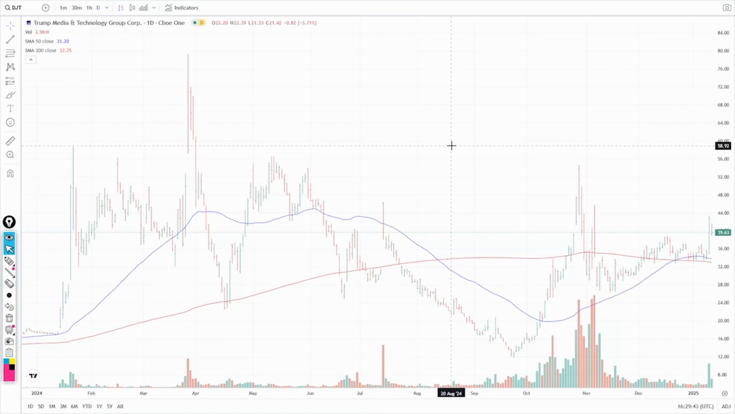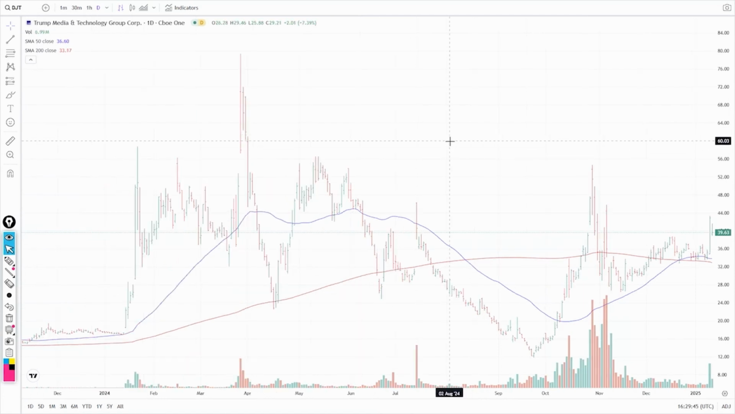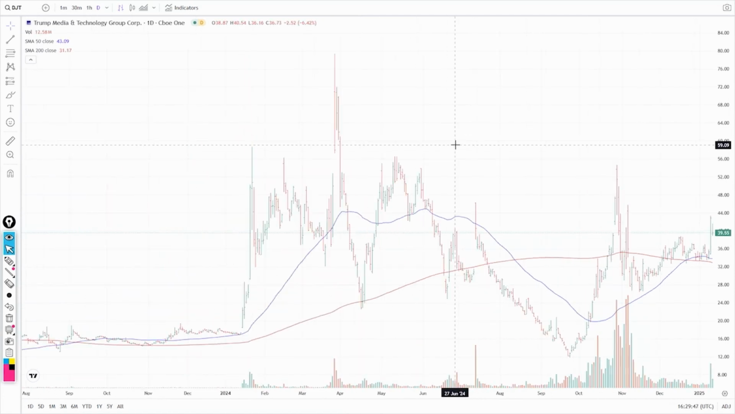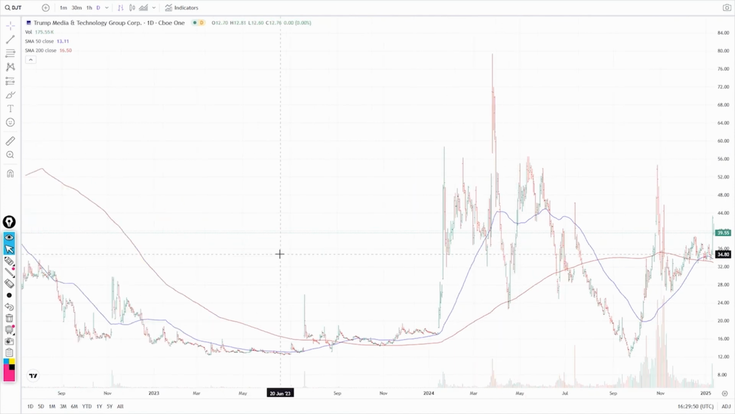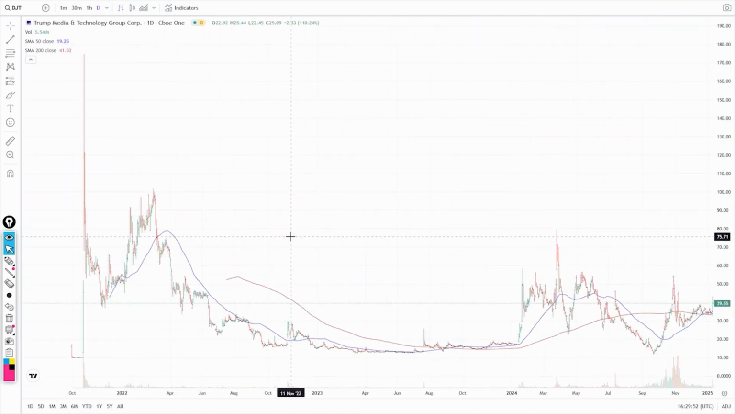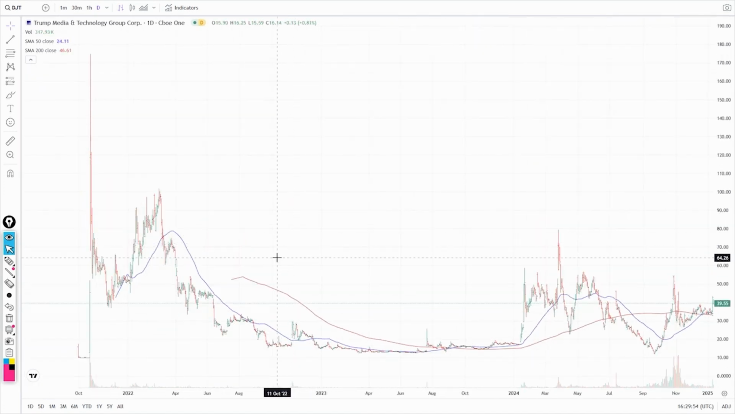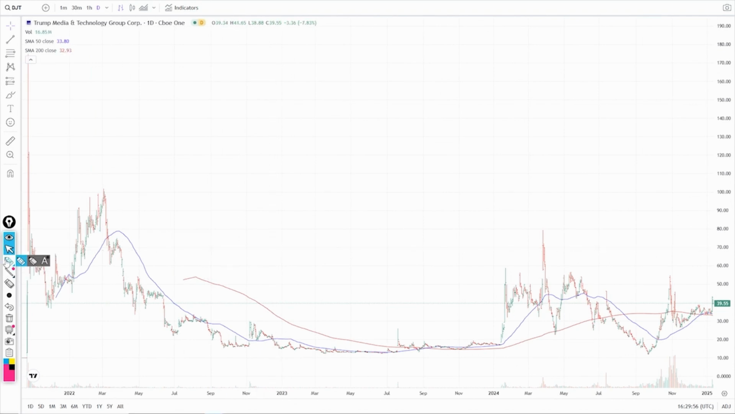This time I'm talking about Trump Media and Technology Group, ticker DJT. This has been an interesting one, and I like to point out stocks like this just because of the ridiculousness of how much they move.